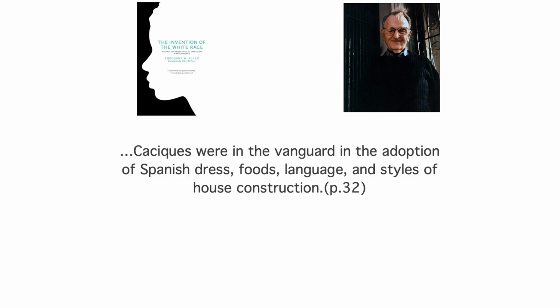Now let's continue. Caciques were in the vanguard, or leading the way, in the adoption of Spanish dress, foods, language, and styles of house construction. And so the Spanish used some of them as a tool to inject their culture into the society. And a change of culture means what? It means a change in mind, right? And so some of these caciques played an integral part in the transformation of the consciousness in the process of Spanish domination. But what was in it for them? That's the question. Let's find out.